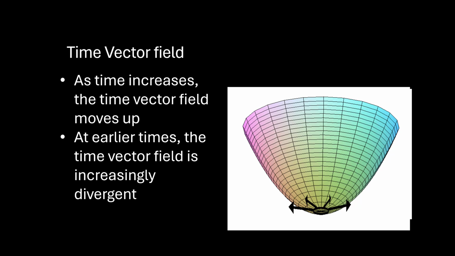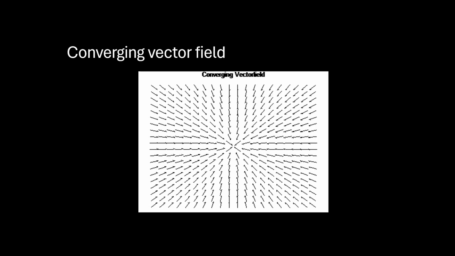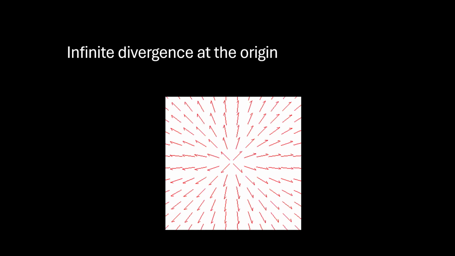What is a divergent vector field? Here's a picture of a diverging vector field where the vectors are all moving apart. That's as opposed to a converging vector field where the vectors are all coming in together. The only problem you have with a diverging vector field like this is at the origin, because you can't continuously extend this vector field any further than through the origin. It won't be continuous anymore.